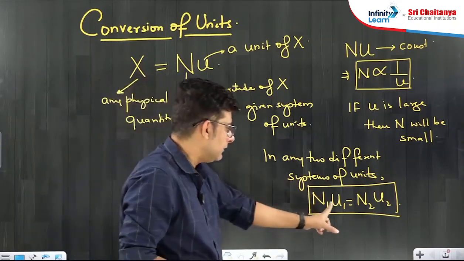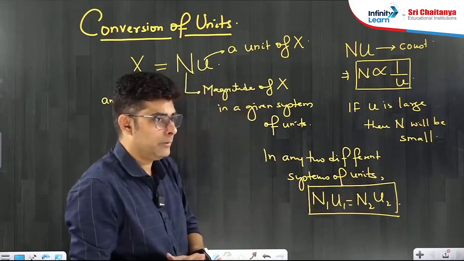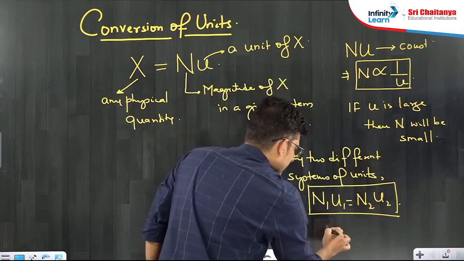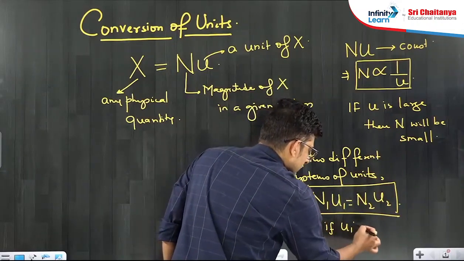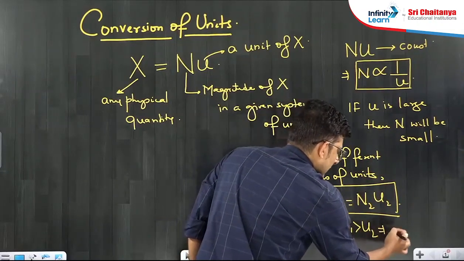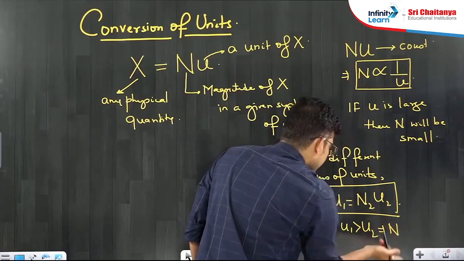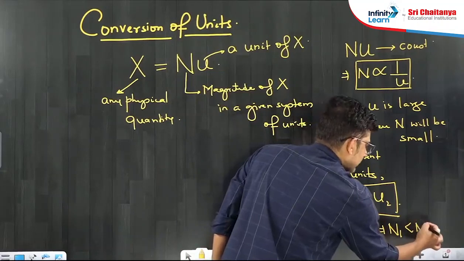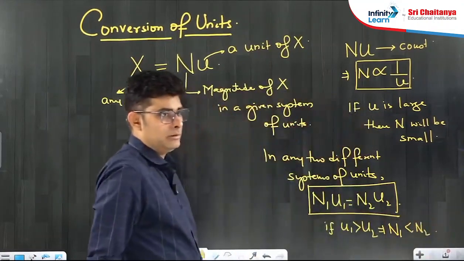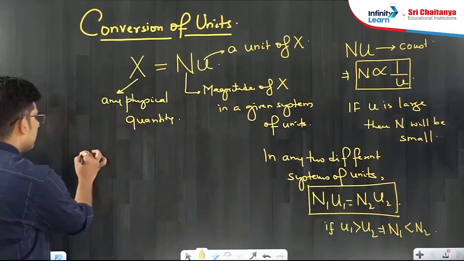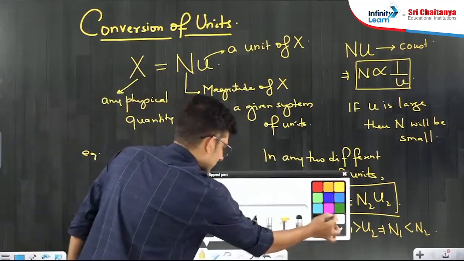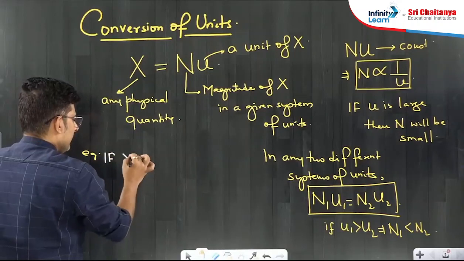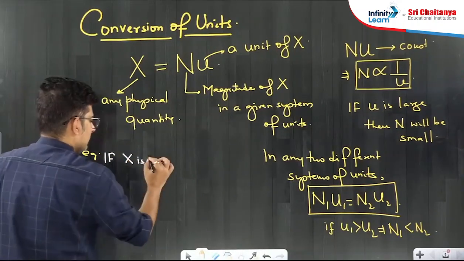Right? n1 u1 equals n2 u2. So what I am saying is, if unit 1 is greater than unit 2, that means the magnitude of the physical quantity in unit 1 will be less than the magnitude in the second unit. Example.